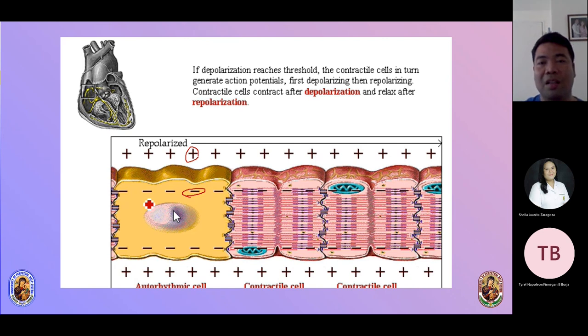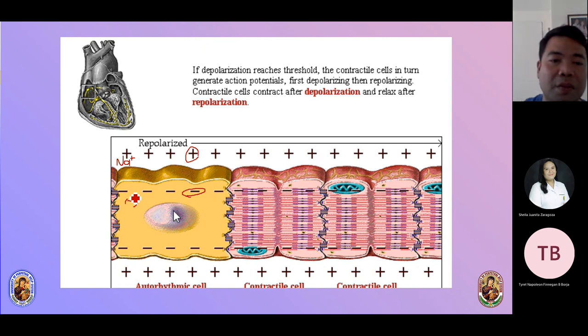There is a tendency for some charged particles to accumulate outside the cell and some charged particles to accumulate inside the cell. Most of the time, sodium accumulates outside the cell. Sodium is positively charged, right? So it accumulates outside. And most of the negative electrolytes or ions accumulate inside the cell. It results in a difference of charge outside and inside, making the inside more negative. That is the resting state of the cell, meaning when the cell is not yet stimulated, the inside is more negative than the outside.